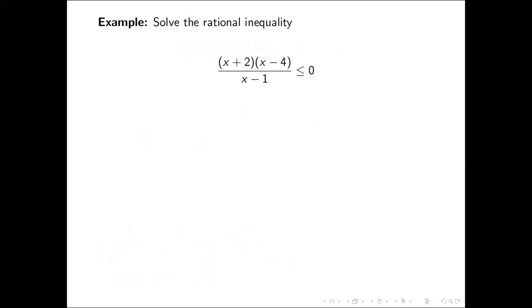Now, sometimes the inequalities that you will encounter are rational inequalities, meaning denominators are present in the inequality. Like in this one, there's a factor x minus 1 in the denominator. So the inequality is called a rational inequality because this one is a rational function. What is a rational function, by the way?